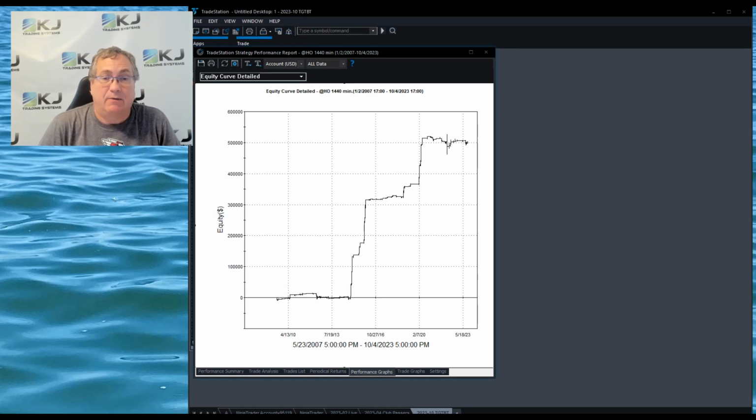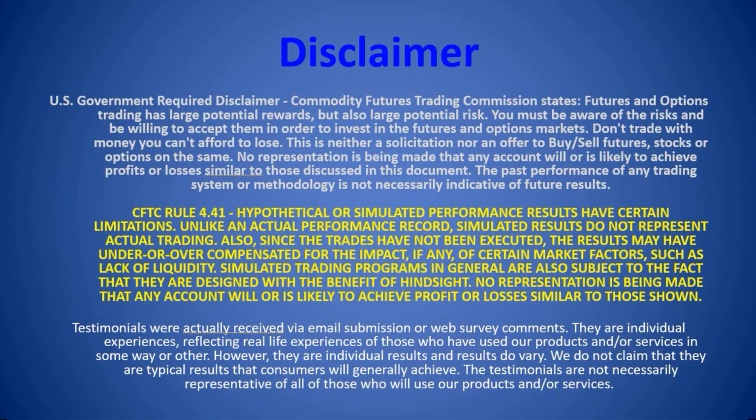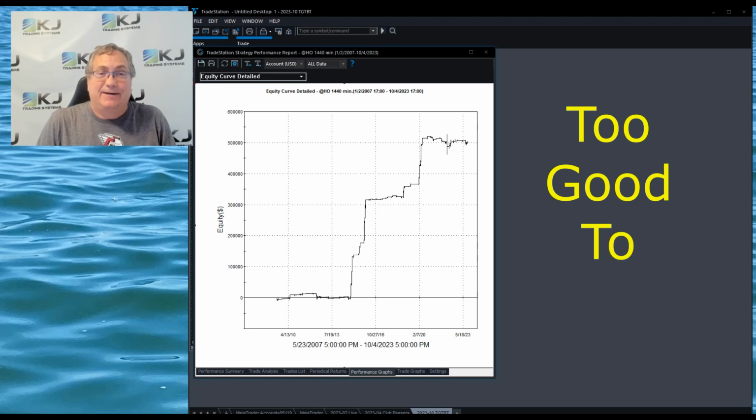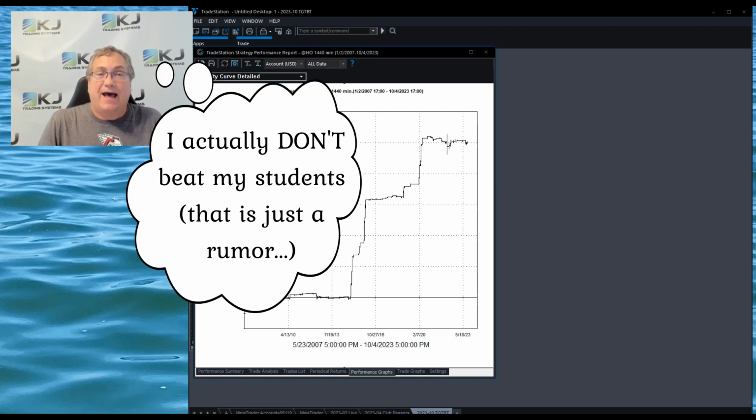What does TGTBT mean in relation to this equity curve, and why is it important for trading? Let's get started. TGTBT means too good to be true. This is something I teach in my Strategy Factory workshop, and I basically beat it into students' heads that they've got to watch out for the too good to be true syndrome with equity curves.